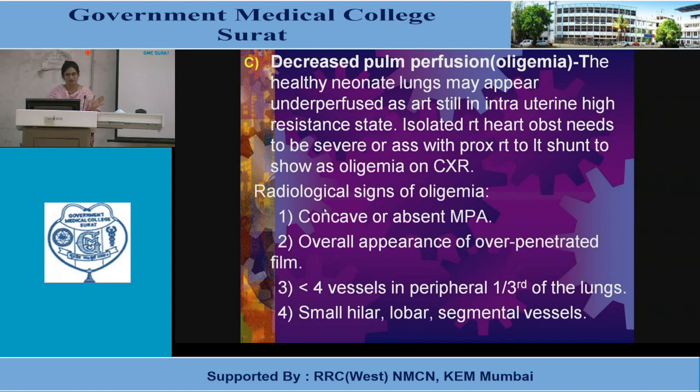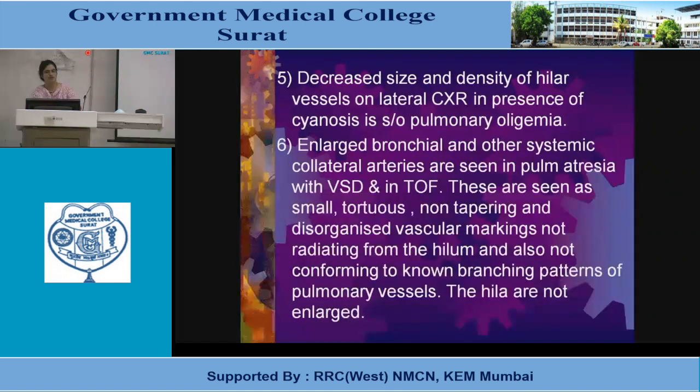Concave or absent MPA. Overall appearance of an over-penetrated film. Because the heart will be small, the vasculature will be less, so you will see more blackness on the films. Less than 4 vessels in the periphery, 1/3 of the lungs. Smaller hilar, lobar, segmental vessels. Decreased size and density of hilar vessels on lateral chest X-ray in the presence of cyanosis suggests pulmonary oligemia.